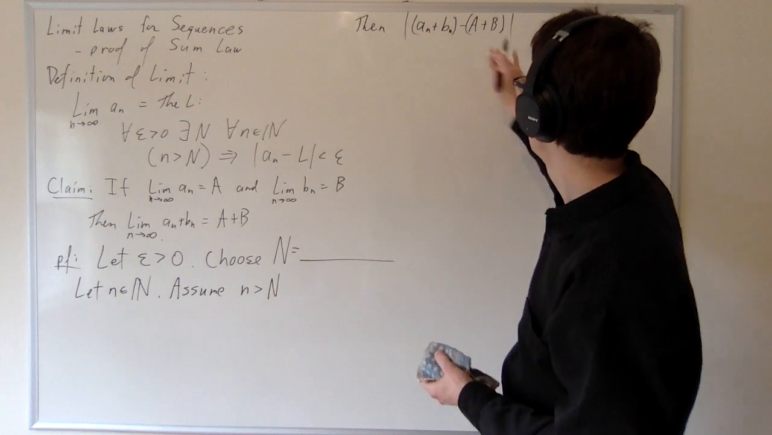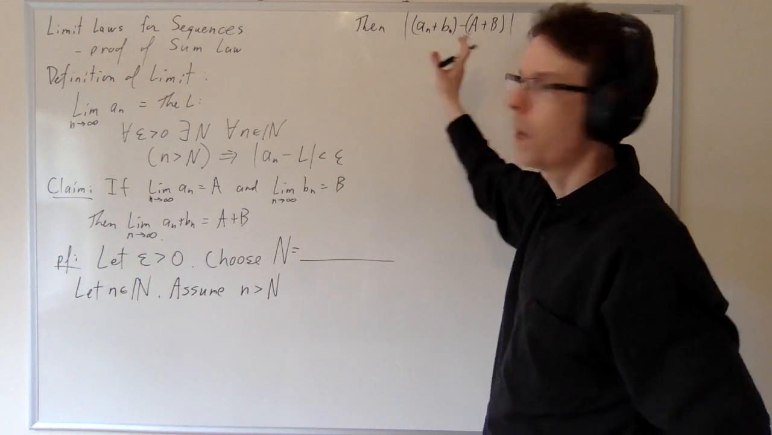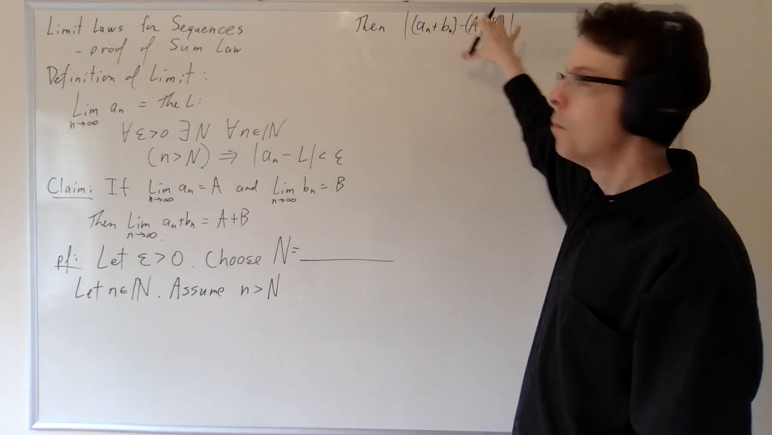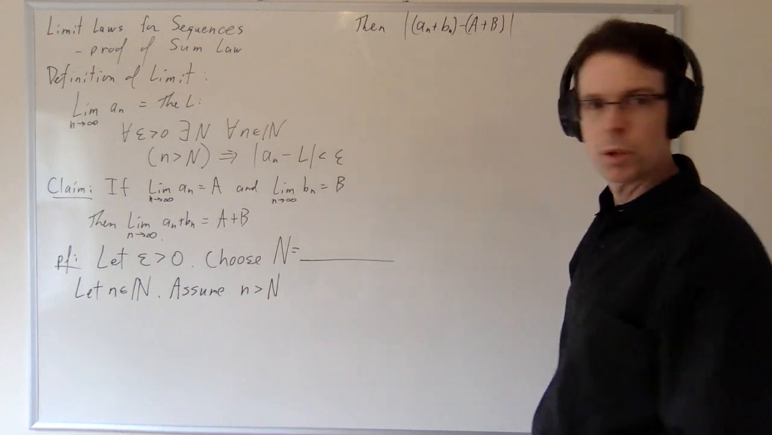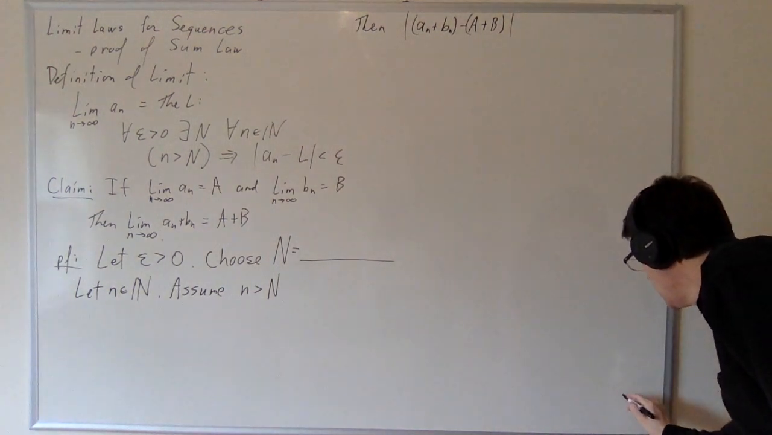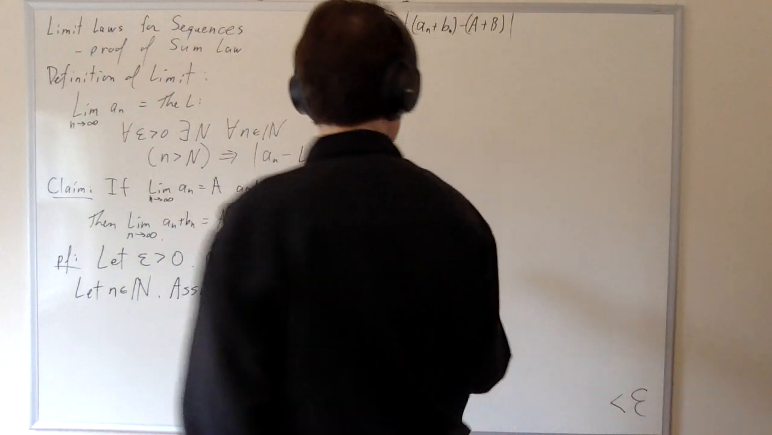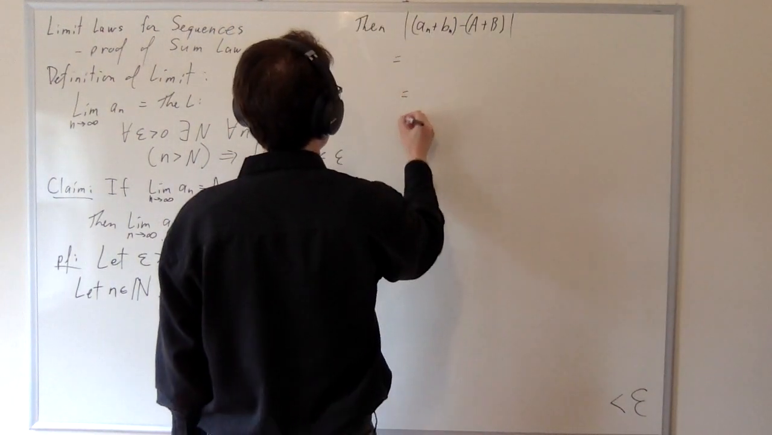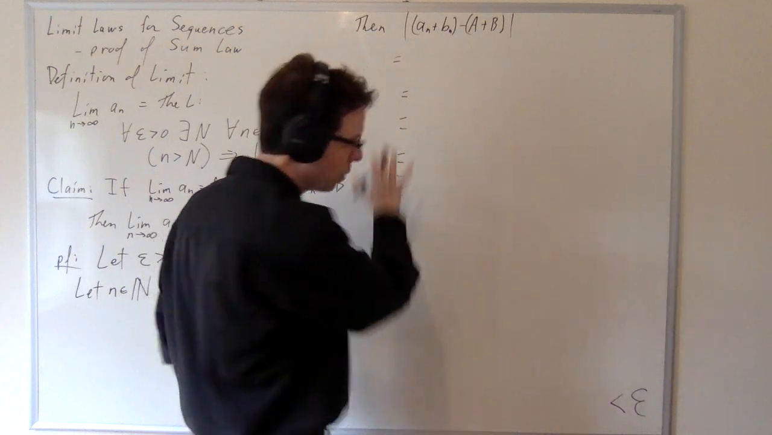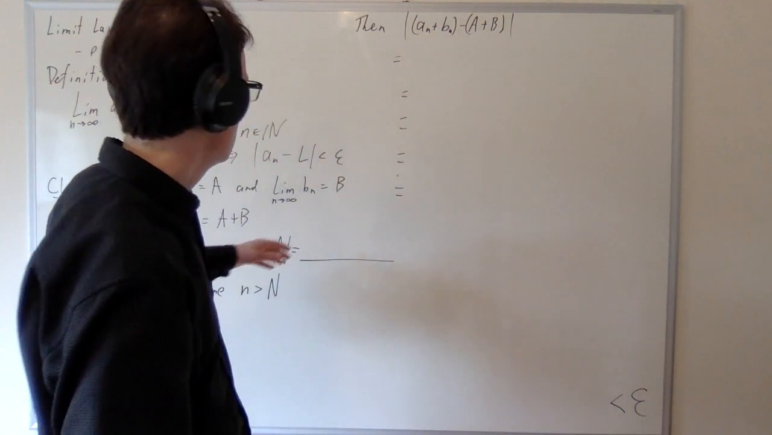And this is analogous to what we had before when we had the crazy rational function, and we tried to do a whole bunch of computation. And this needs to be eventually less than epsilon. So here's where I intend to just write equals, equals, equals, equals, equals, and we'll do a long computation here.